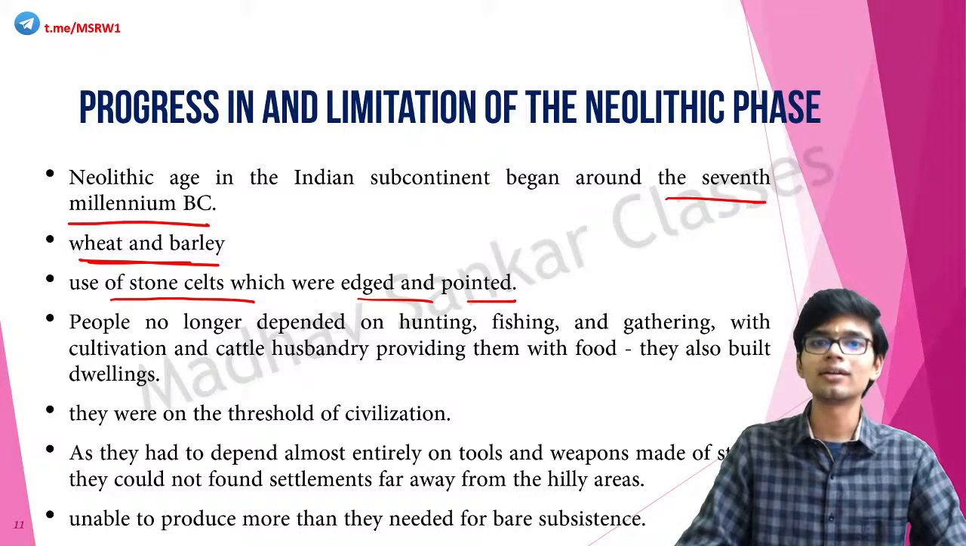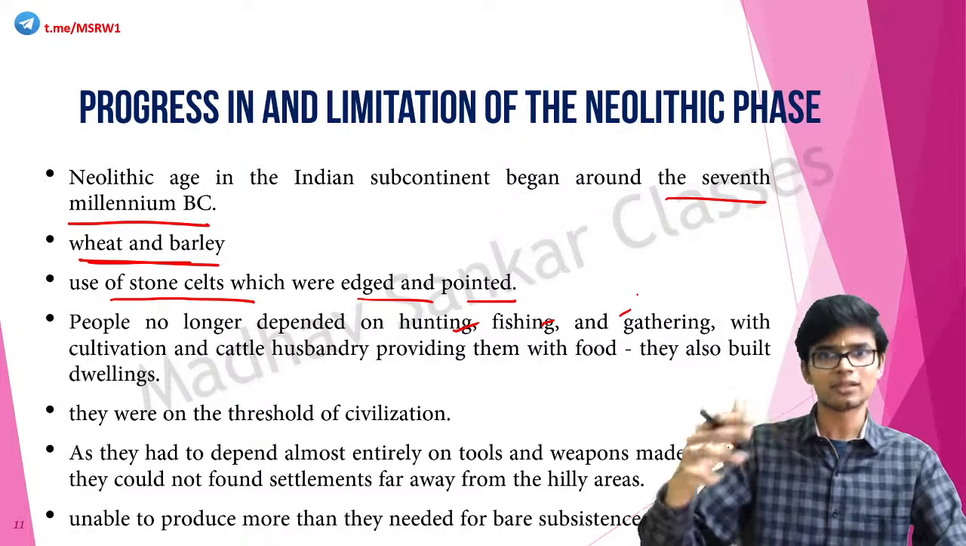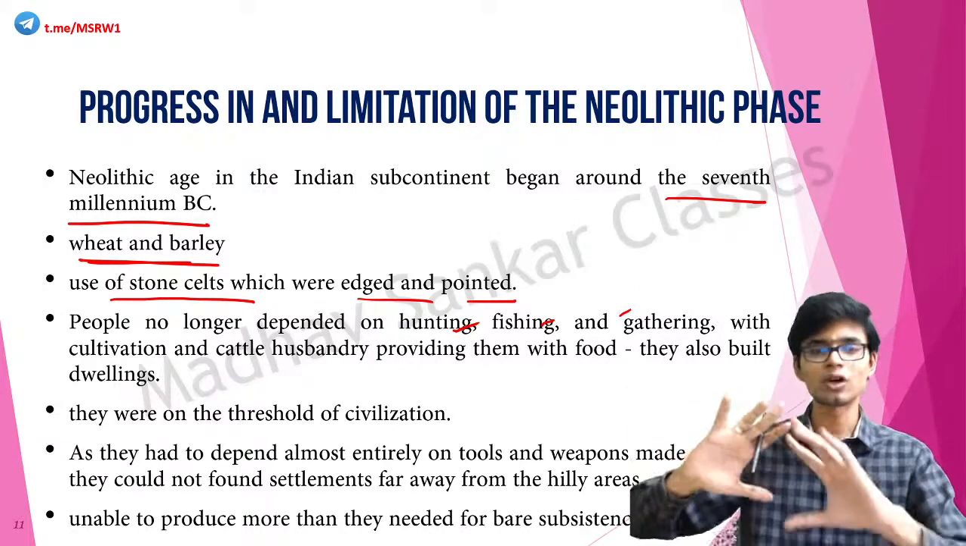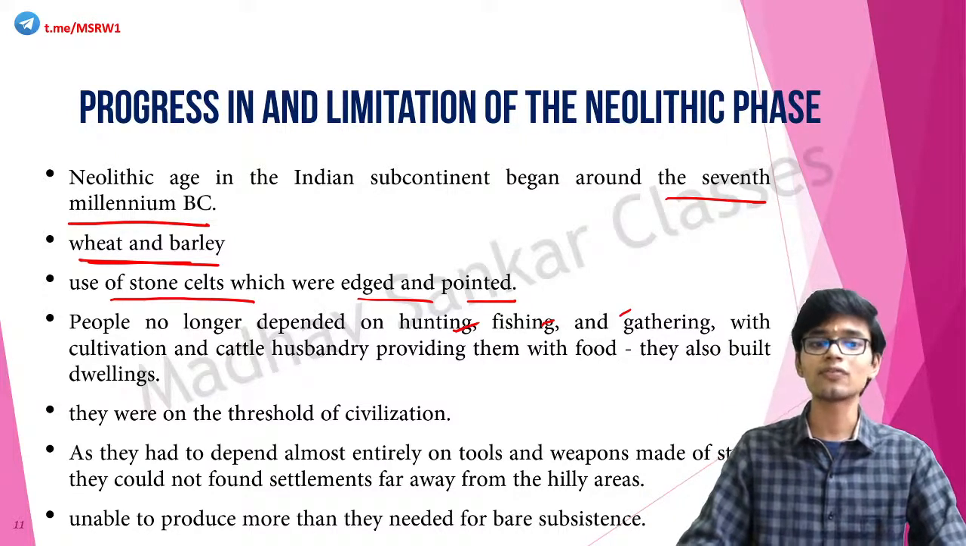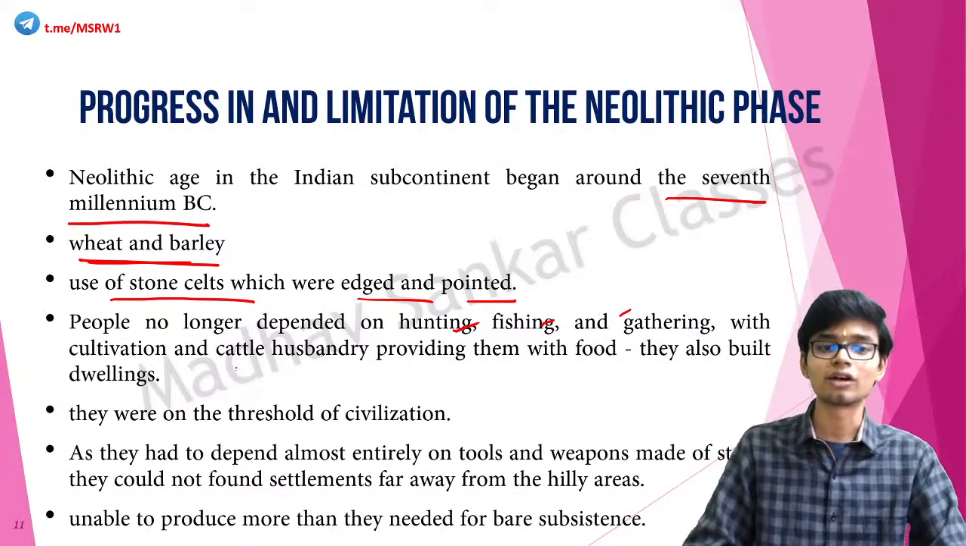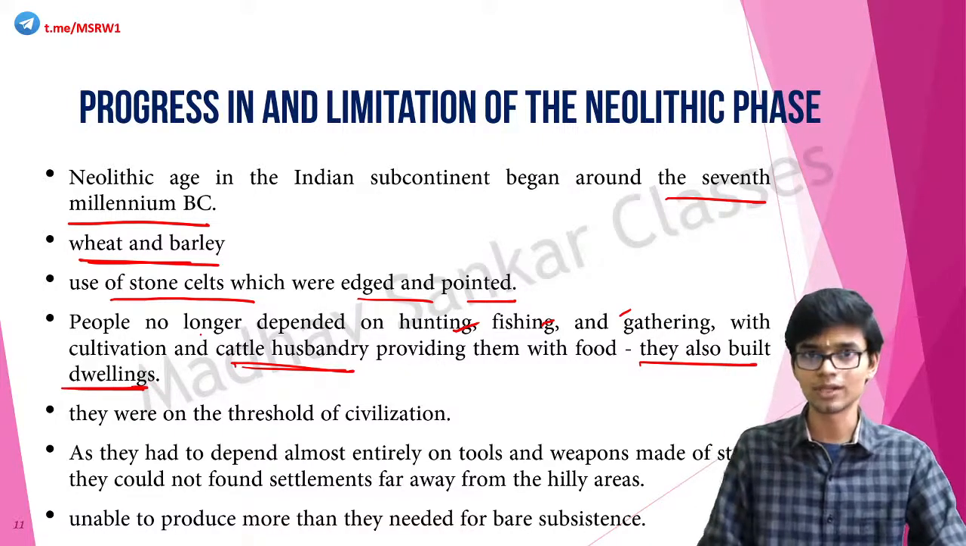People no longer depended on food gathering. I mean hunting, fishing, gathering. These activities were still prevalent, but it is not the only thing that people depended on, because by now people knew the art of cultivation and that of cattle husbandry. They also started building dwellings. So these are some of the very curious features of Neolithic period.